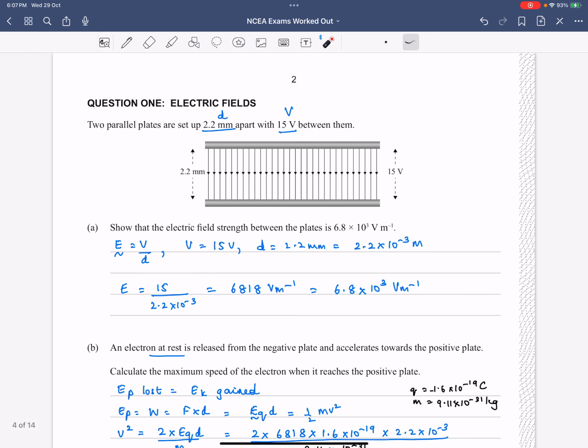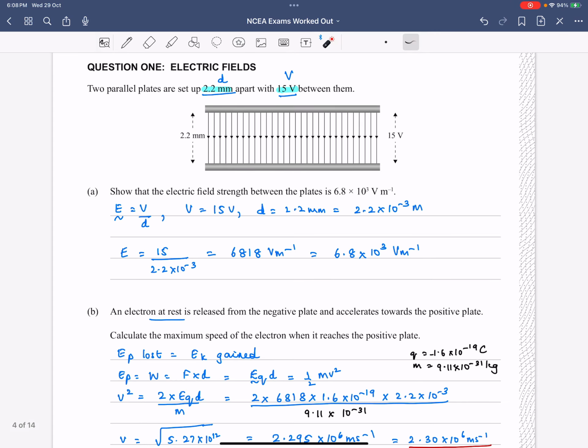So here's question 1, which has to do with electric fields. Two parallel plates are set up 2.2 millimeters apart with 15 volts between them. What I did was I identified what this 2.2 is. It's the distance, and that's your voltage. There's one little tricky thing: it's in millimeters, so we need to convert that to meters. The question is, show that the electric field strength between the plates is 6.8 times 10 to the power of 3 volts per meter.